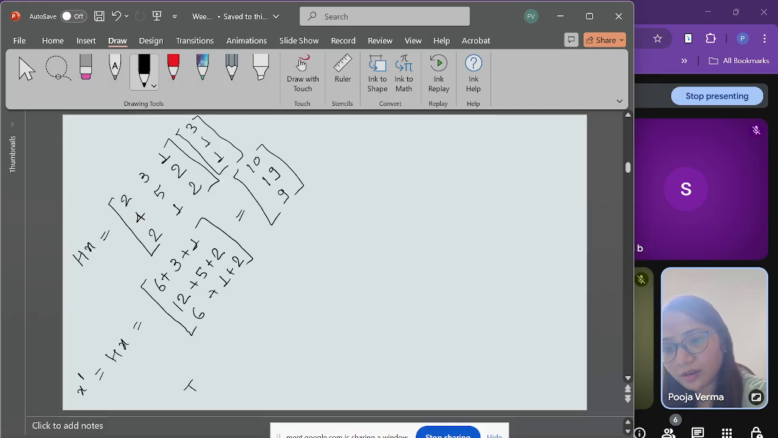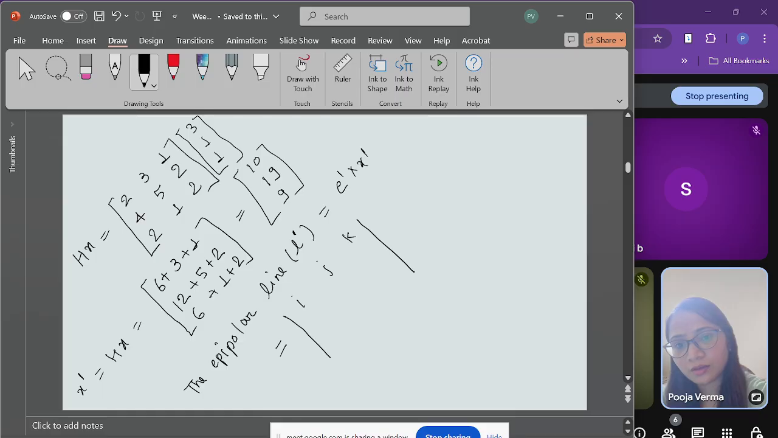Now the epipolar line L dash we can calculate as the cross product of E dash and X dash. How can we calculate the cross product? That is I, J and K. E dash, what are the values of E dash? 5, 7, 1, right? 5, 7, 1. And X dash we have calculated as 10, 19 and 9, right? So can you calculate and let me know what values you will get for I, J and K? Those will be the corresponding values of the epipolar line.